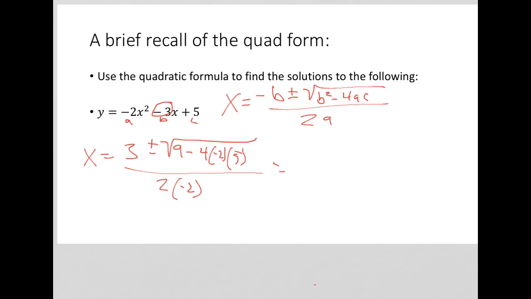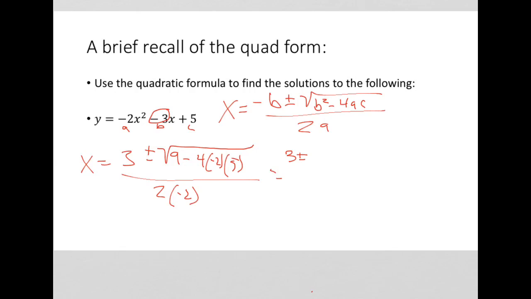And let's simplify, so we get 3 plus or minus the square root of, well, let's see what this is. 4 times negative 2 is negative 8. Negative 8 times 5 is negative 40. 9 minus negative 40 is the same as 9 plus 40, so we're really talking about the square root of 49. And again, that's all going to be over negative 4. So we're almost done now. 3 plus or minus the square root of 49.